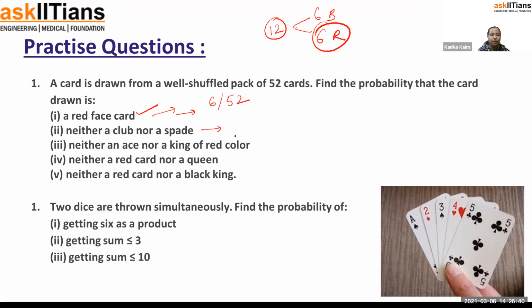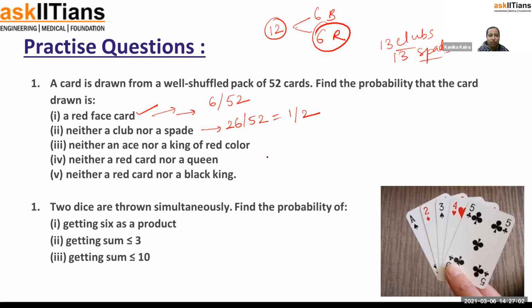Next comes out to be neither a club nor a spade. So there are 13 clubs and 13 spades. So neither this nor this. So that means we are left with only 26 cards out of 52. So you get 26 over 52, which is 1 by 2.